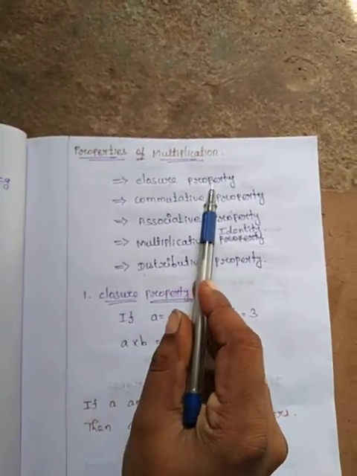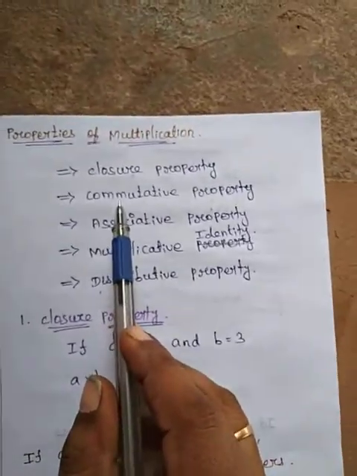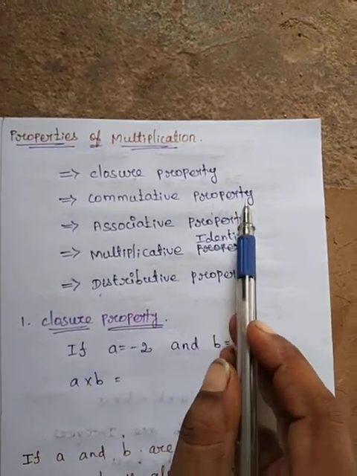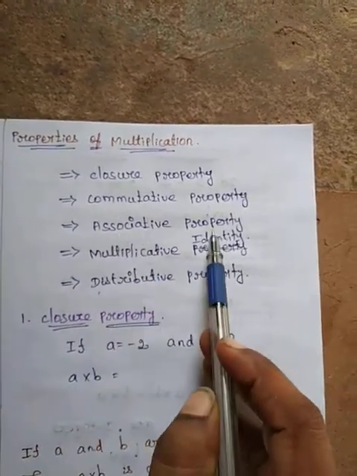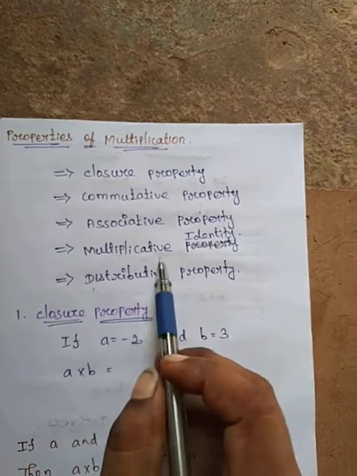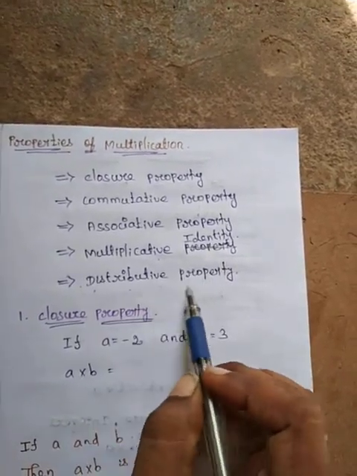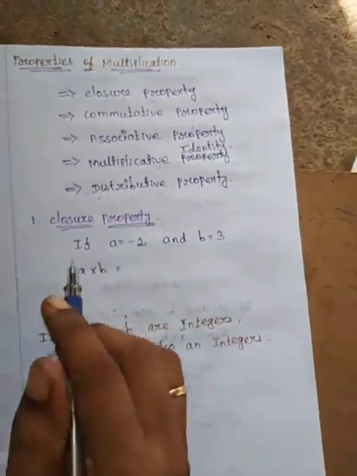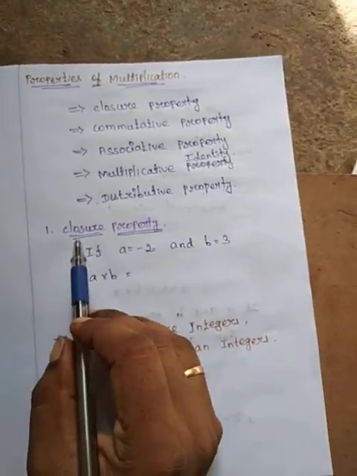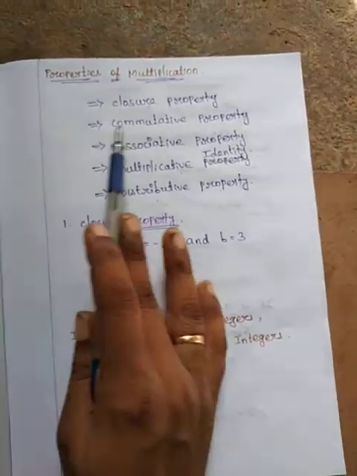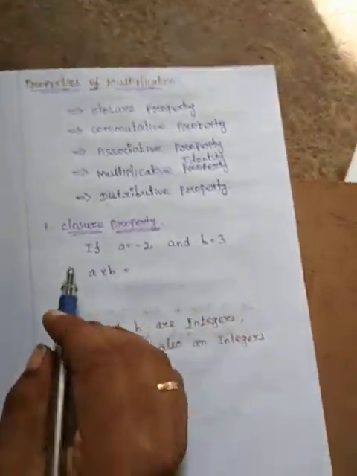First one, closure property. Second one, commutative property. Third one, associative property. Fourth one, multiplicative identity. Fifth one, distributive property. Now you learn about closure property. First, properties of multiplication in closure property.